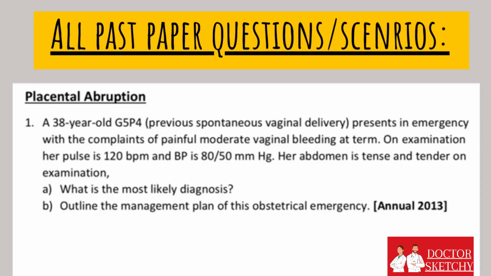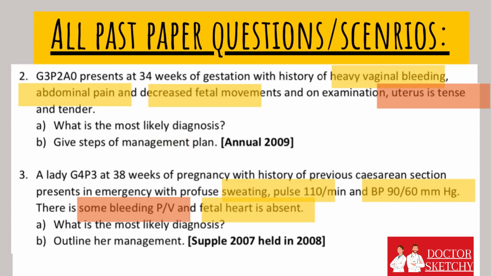Here are all the past paper questions, which are scenarios. You should focus on the following keywords. I've highlighted them: painful bleeding, pulse is 120, BP is decreased, and abdomen is tense. Similarly, in the next scenario, there is heavy vaginal bleeding, abdominal pain, decreased fetal movements, and uterus is tense. In the third scenario, there is sweating, pulse is increased, BP is decreased, there is vaginal bleeding, and fetal heart is absent.